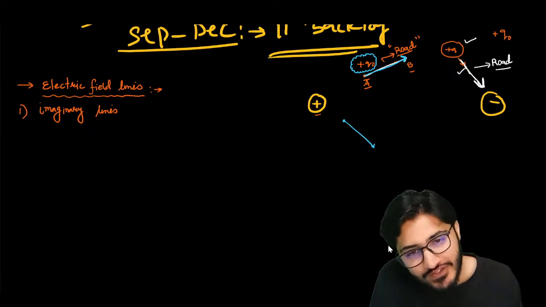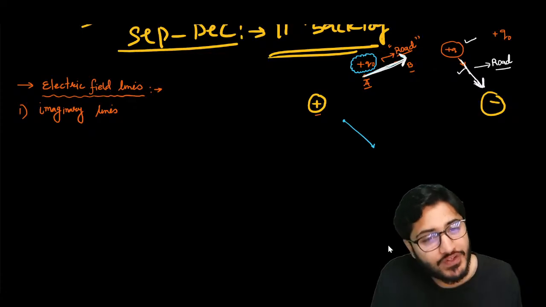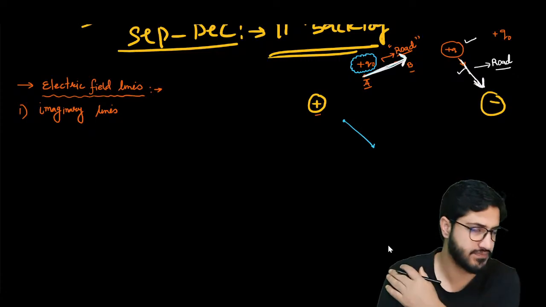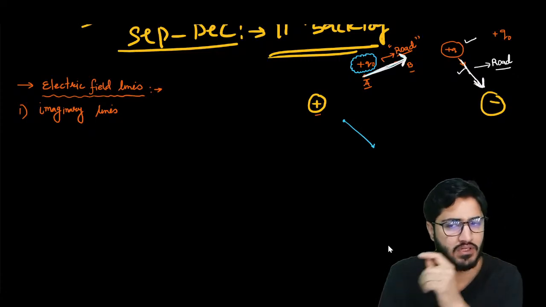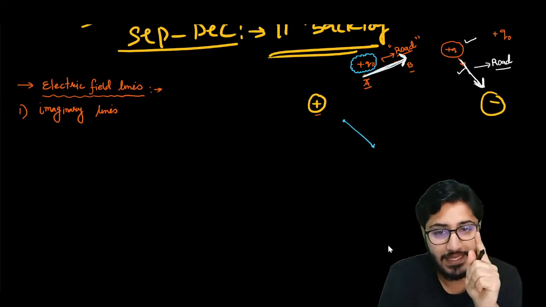Look, now it goes from positive. Look, it is from positive. Why? Because charged particle get repelled. And it is towards the negative. Why? Because charged particle will go towards the negative due to force of attraction. Very easy, no? So these are basically imaginary lines.